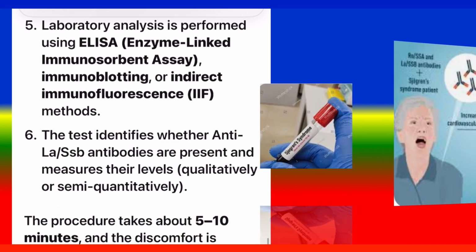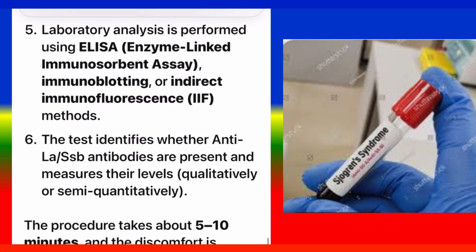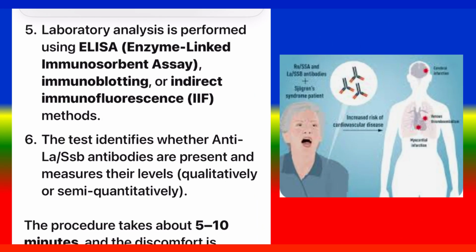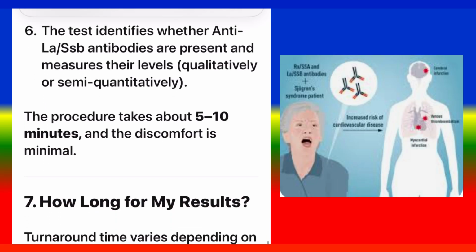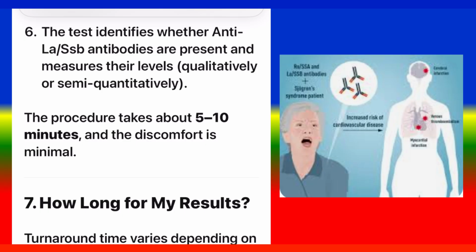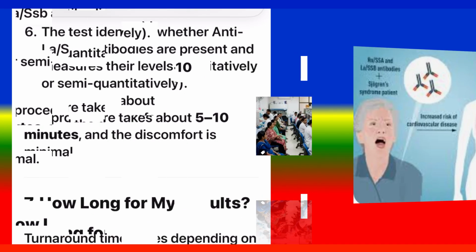5. Laboratory analysis is performed using ELISA, enzyme-linked immunosorbent assay, immunoblotting, or indirect immunofluorescence, IIF methods. 6. The test identifies whether anti-SSB antibodies are present and measures their levels, qualitatively or semi-quantitatively. The procedure takes about 5 to 10 minutes, and the discomfort is minimal.